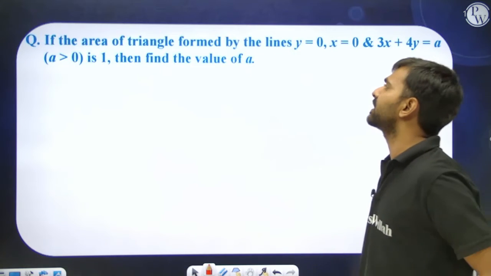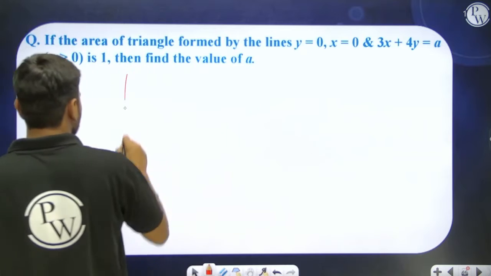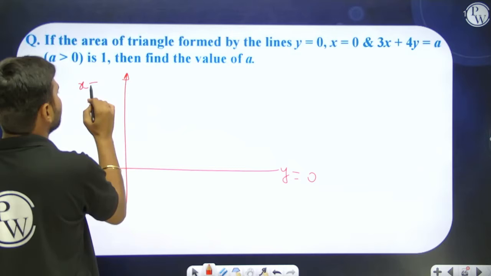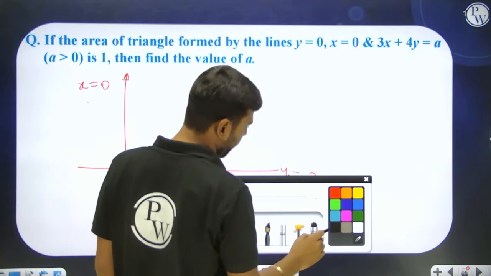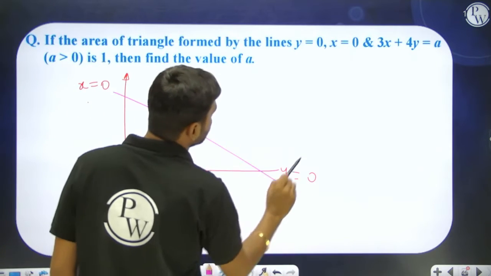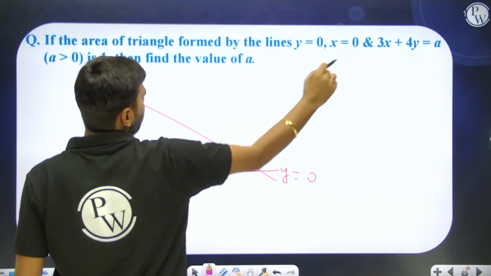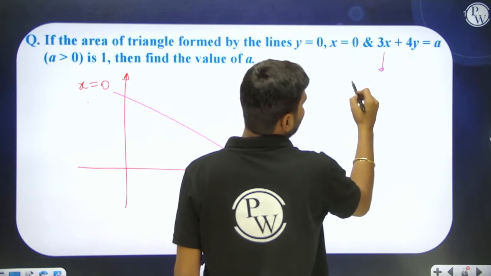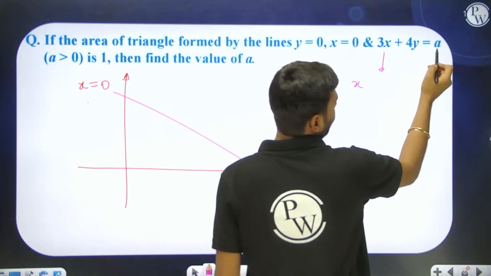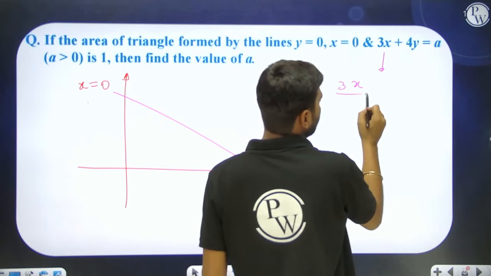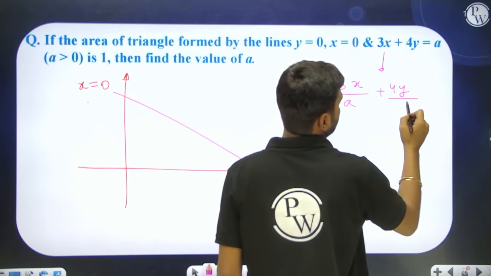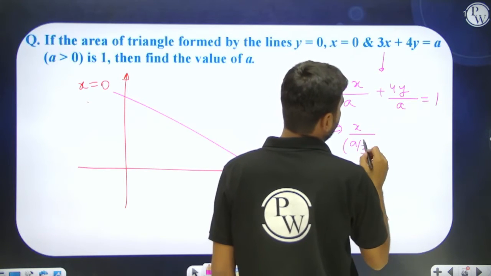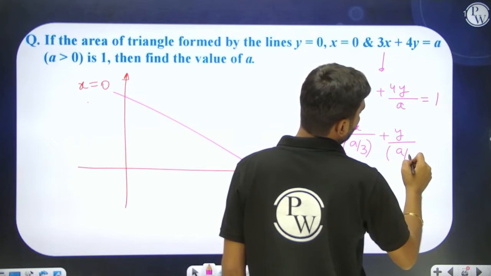If the area of the triangle formed by the lines y equal to 0, meaning the x-axis, x equal to 0, meaning the y-axis, and the line 3x plus 4y equal to a. Let's say this is the line, because the slope is negative. The slope is minus 3 by 4. So you can further rewrite this line: if you want to make the right side 1, you will divide by a. So first you will write it like this. Then you can further rewrite it as x by a by 3 plus y by a by 4 equal to 1. Yes or no?